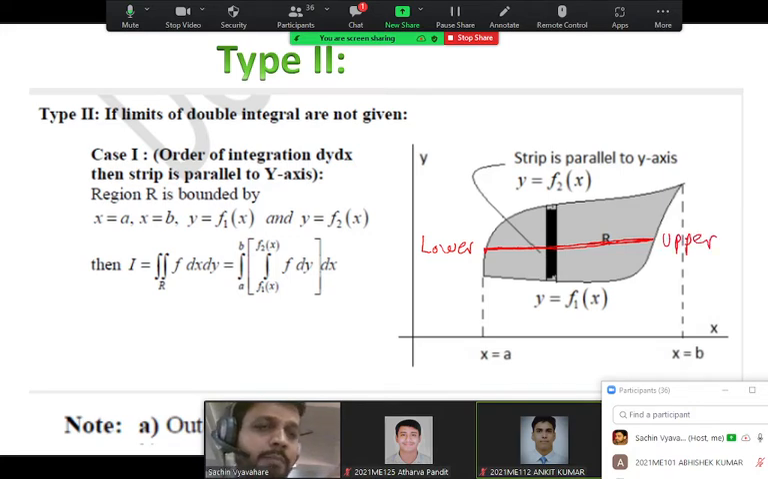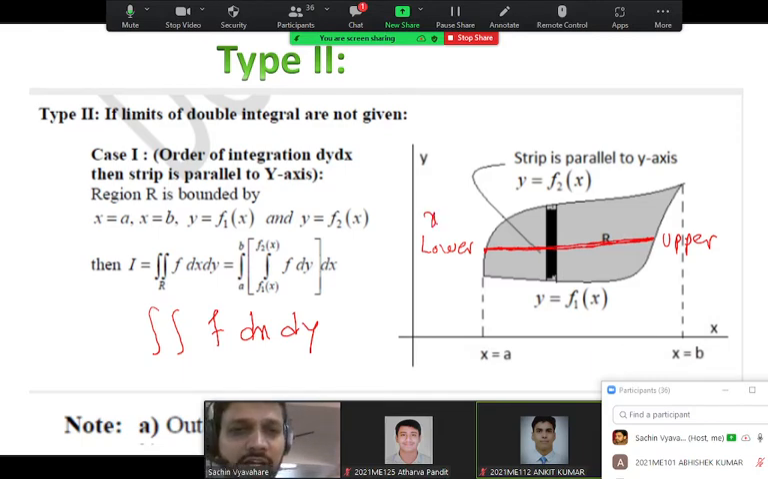Okay, but whenever the horizontal strip is there, the double integral will have the order f dx dy, because x will have the variable limit now. So let me assume this equation of this curve, already it is y equal to f2(x), but suppose y equal to f2(x) we convert in terms of x.